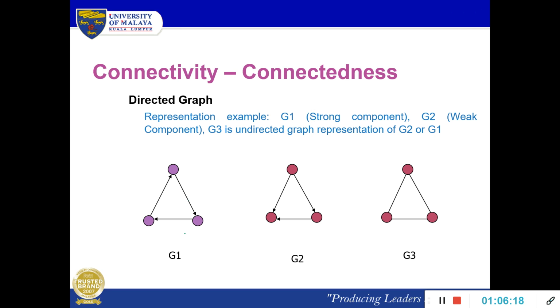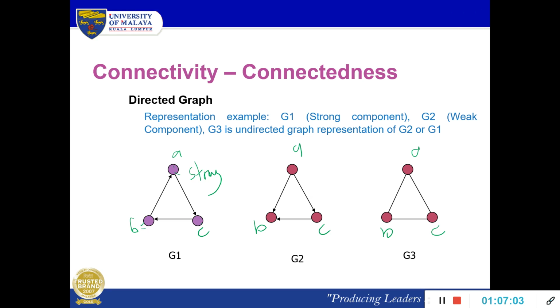Okay, let's say this one, G1, with A, B, and C. G1 is a strong component. Why? From A, if you want to go to B, you have AC, CB. From C, if you want to go to A, you have CB and BA. From B, if you want to go to A, you have it here. If you want to go to C, BAC. So there is a path from each vertex to each of the other vertices. So this is called a strong component, because you can go from B to A, B to C, A to B, A to C, C to B, C to A, everything.